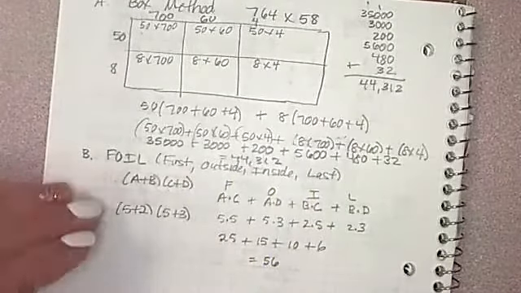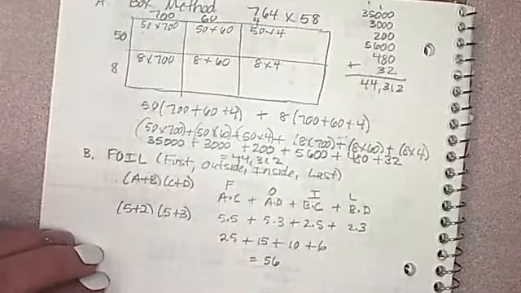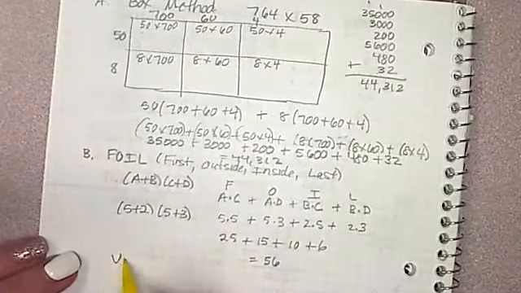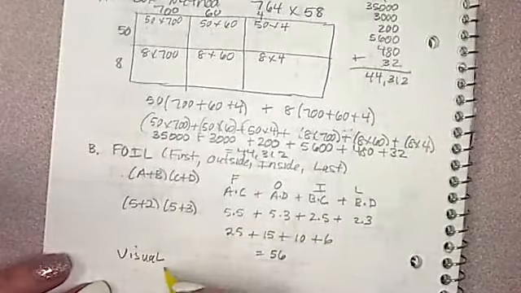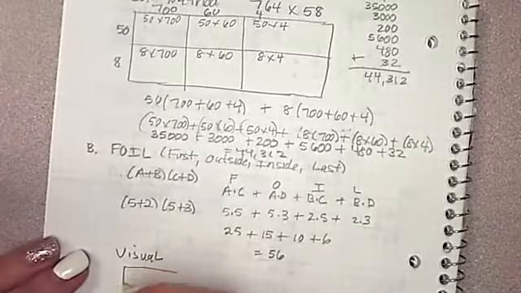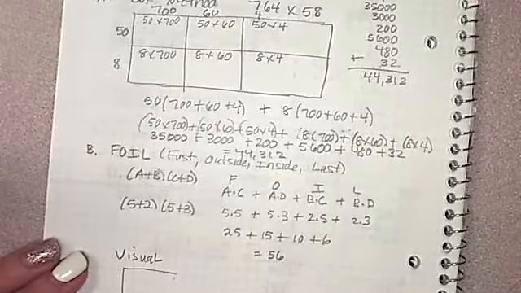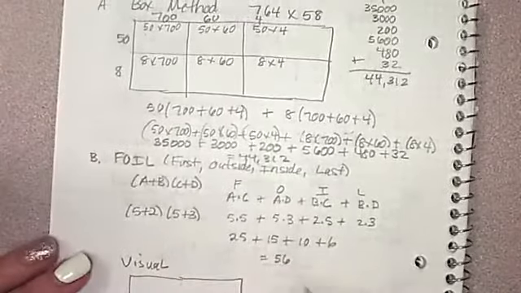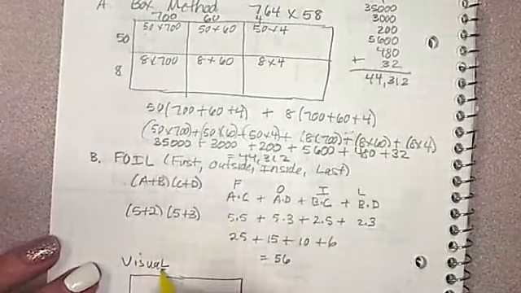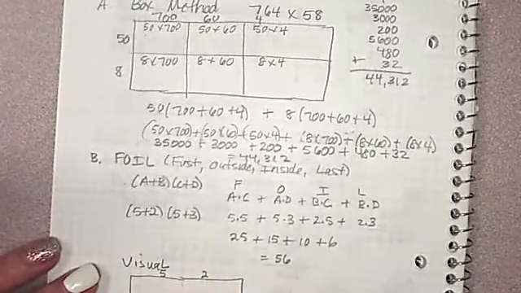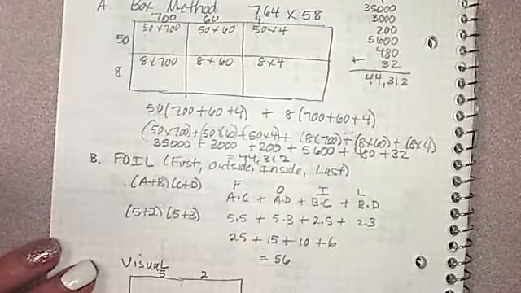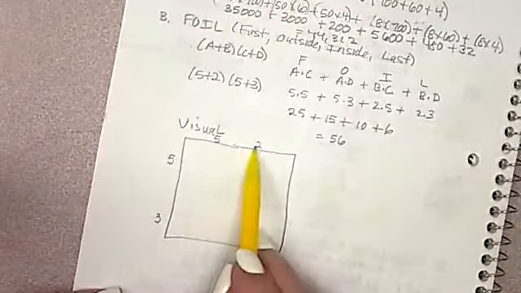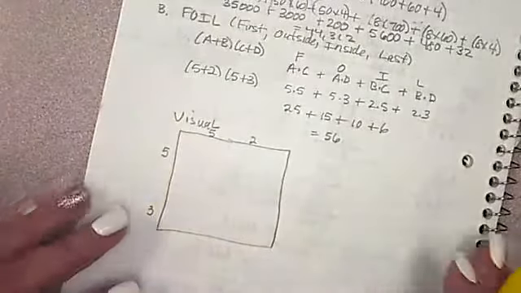So there's FOIL. Now let's look at FOIL as a visual, just another way to show a visual with this. I want to start with some kind of a square here. So we have 5 plus 2, so up here we have 5 and 2, and over here we're going to have 5 and 3. It doesn't matter if I put 5 and 3 here or 5 and 2 here. They can be in any order.